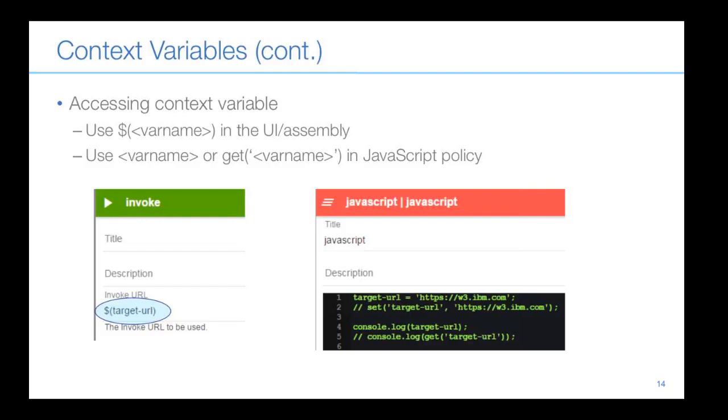Okay, so in this example, you can see that we set the target URL to https://w3.ibm.com, and you can also use the set method. On line 4 and line 5 on the right-hand side, you can see the access to the context variable directly using the getter method. That's two ways to access the context variables.